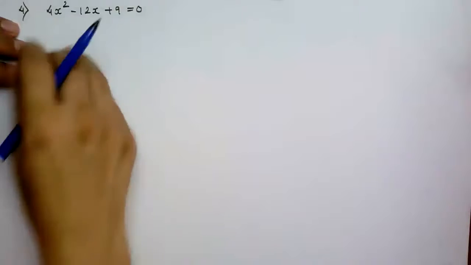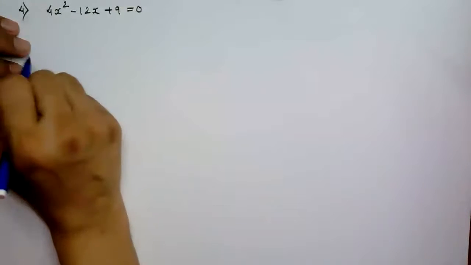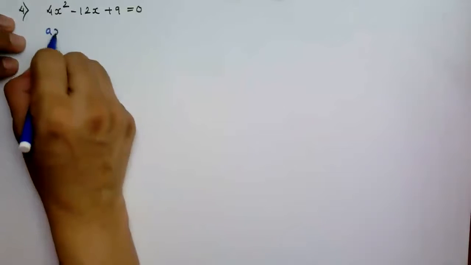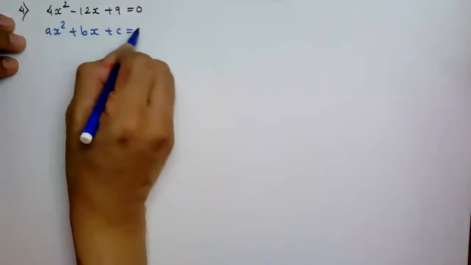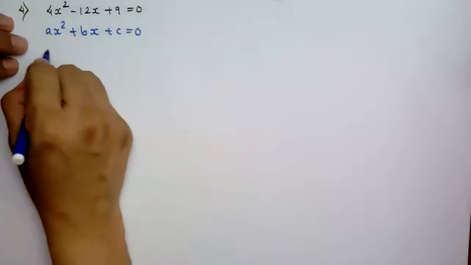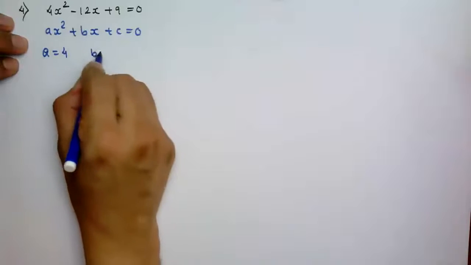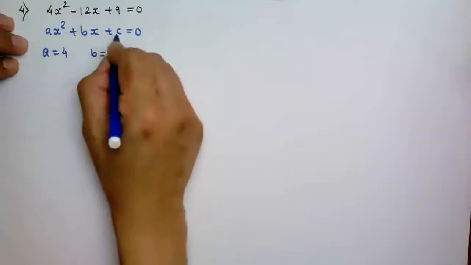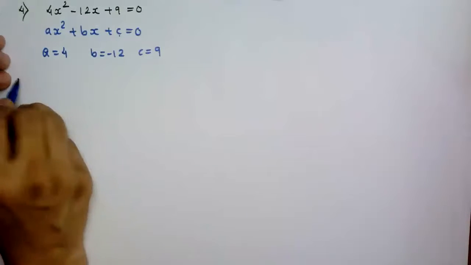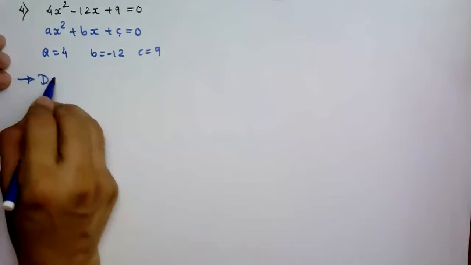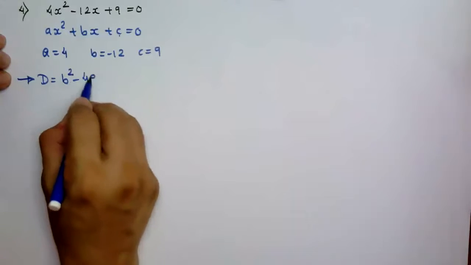For that, I'm going to use the formula method. I have to compare this quadratic equation with ax squared plus bx plus c is equal to 0. So by comparison, you will get a is equal to 4, b is equal to minus 12, and the constant term is 9. The discriminant delta is b squared minus 4ac.